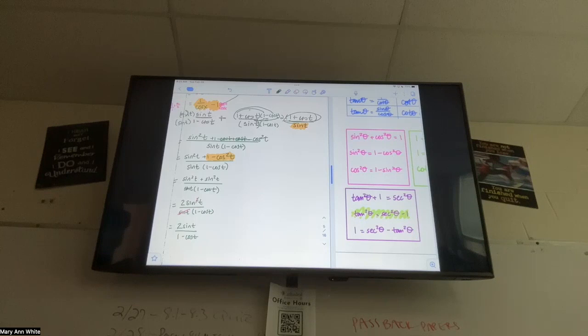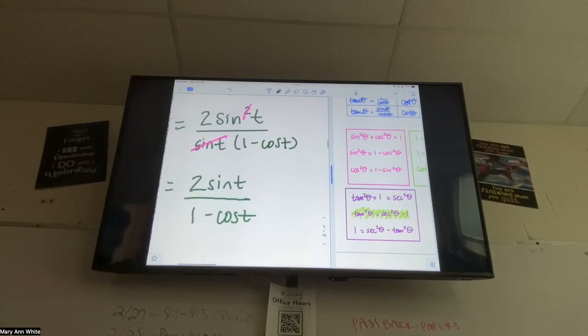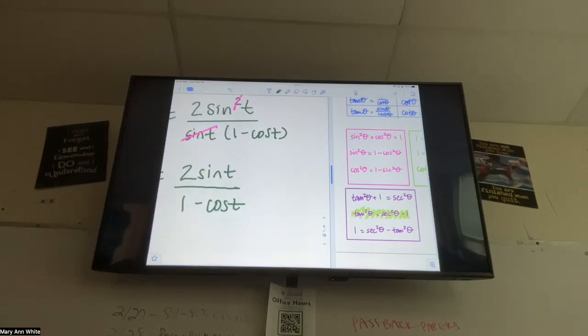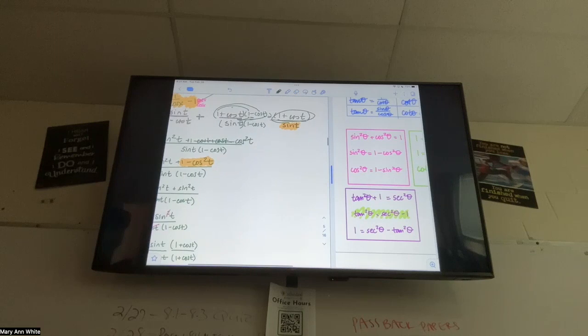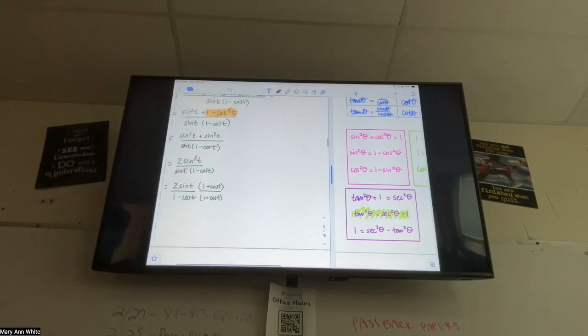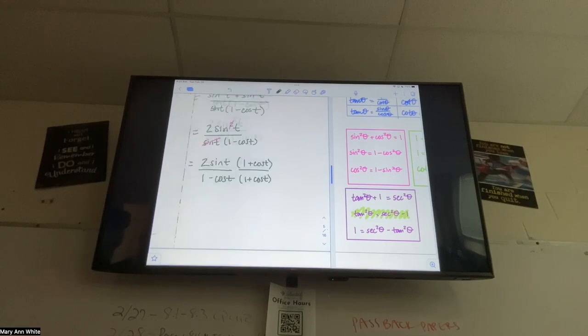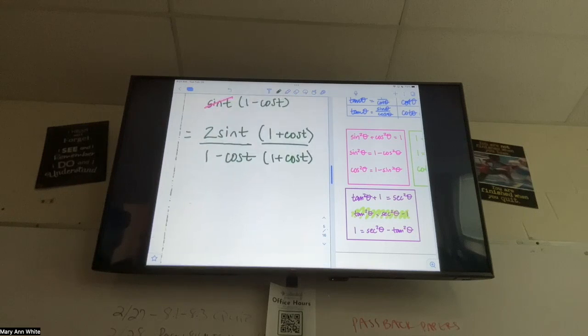Top and bottom, good. Donna says, let's just throw it in there. If you do something on top and bottom, it's still an equivalent fraction. So let's multiply by 1 plus cosine t on top and bottom. And again, if you notice in our final answer, we don't want to distribute that 1 plus cosine through, because my answer up here has it by itself. So we're going to keep it as is, but we are going to distribute on the bottom because we don't want that 1 minus cosine on the bottom.